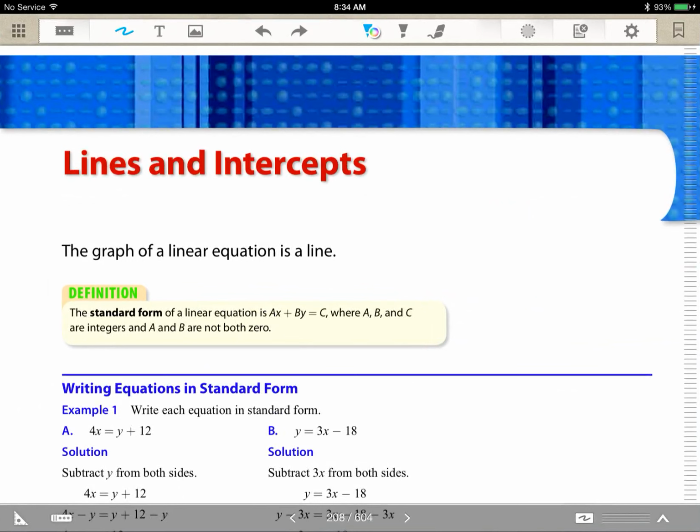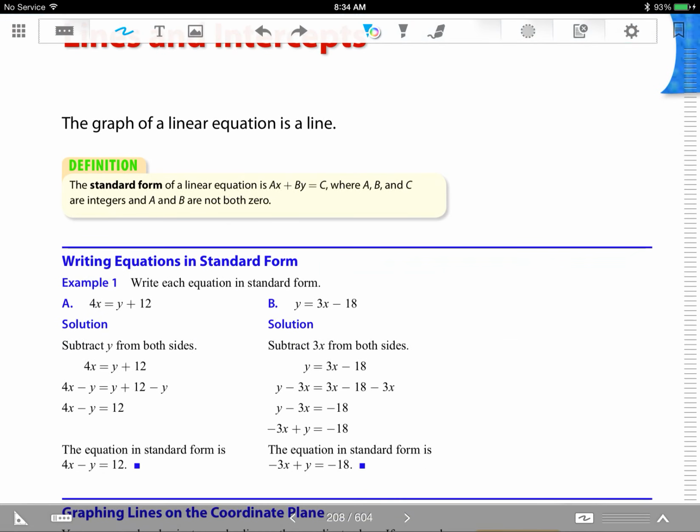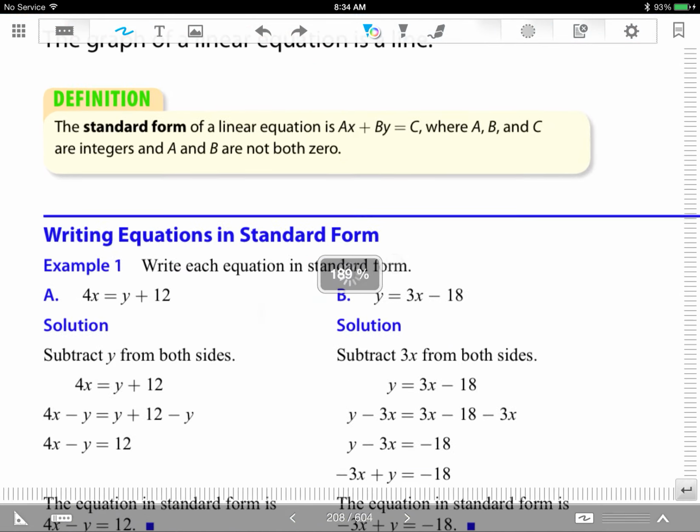Noile Virtual, Algebra 1, Unit 7, Lines and Intercepts, one of the sub-lessons. The graph of a linear equation is a line. Obvious? Well, that's why we're calling them linear equations, because their graph is a line, a straight line. Definition, we'll talk about this in class.